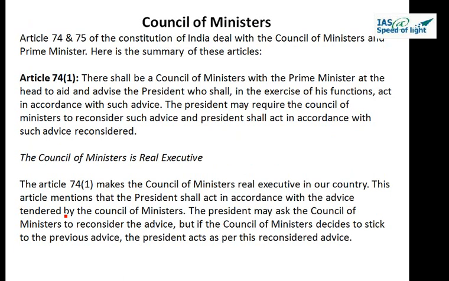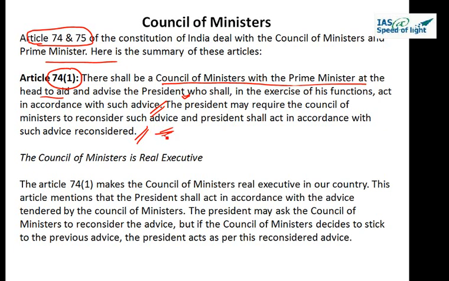Now we come to the third part of the Executives of the Union, which is the Council of Ministers. Article number 74 and 75 of the Constitution of India deal with the Council of Ministers and the Prime Minister. Article number 74(1): There shall be a Council of Ministers with Prime Minister at the head to aid and advise the President, who shall, in the exercise of his function, act in accordance with such advice. So, the President has to act on the advice of the Prime Minister, who is the head of the Council of Ministers. The President may require the Council of Ministers to reconsider such advice, and the President shall act in accordance with such advice reconsidered.